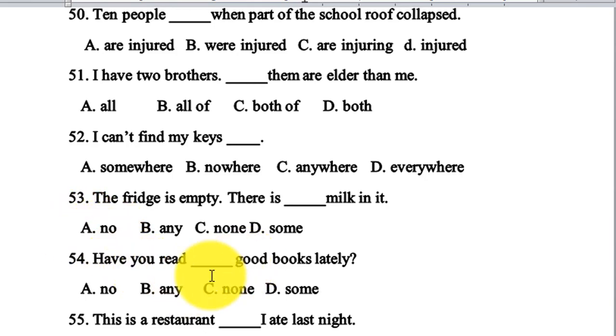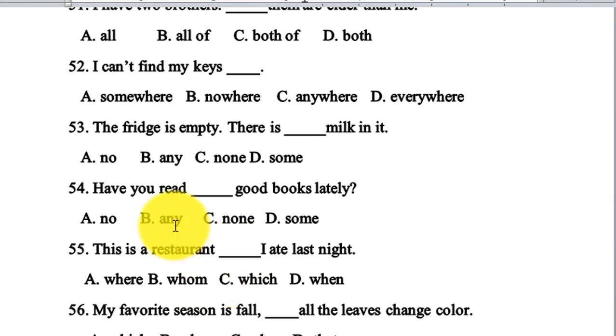Have you read the blank? I have already explained the first question, number 53, so you simply answer the question. Any, yeah, because this is a kind of question. If there is a kind of question, the appropriate indefinite pronoun here is any. None, no, some and no we cannot answer. So any is our answer.